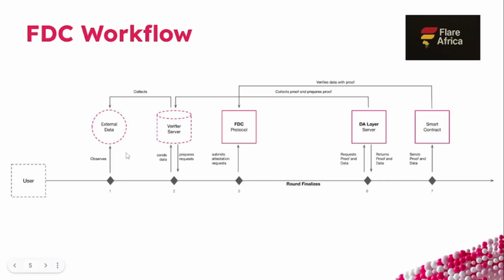So as a user, you would observe data, then prepare an attestation request to the verifier server, and from there you send an attestation request to the FDC protocol. And when the round is finalized, you can pick both the attestation and the data through the DA layer and provide it to your smart contracts.